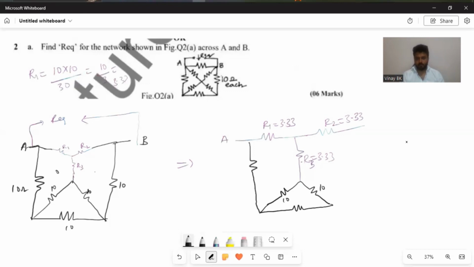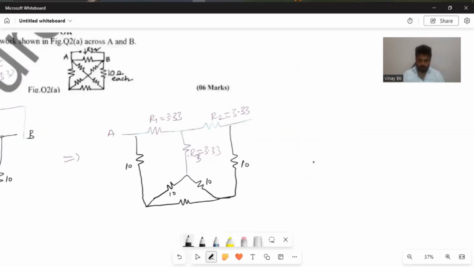All the values are 10 ohm. 10, 10, 10. Okay. So now there is one more delta connection of 10 ohm, 10 ohm, 10 ohm here. These are connected in delta. You need to transform this into star again. So R4, R5 and R6.